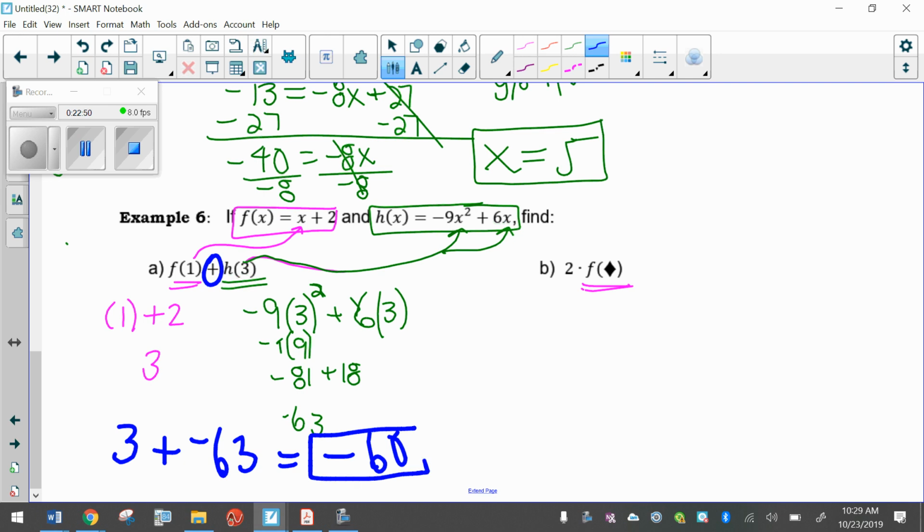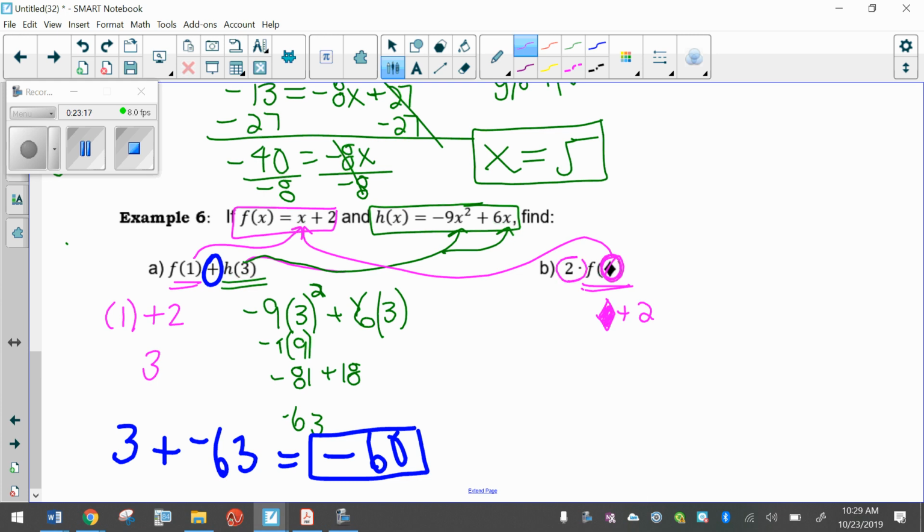All right, are you ready for the last question? I bet you are. So the last question, what in the world? A diamond is going into the f equation. So don't worry about this 2. We'll handle that at the end. So f of diamond is diamond plus 2. Really? That's what it is. I'll color it in, make it look the same.